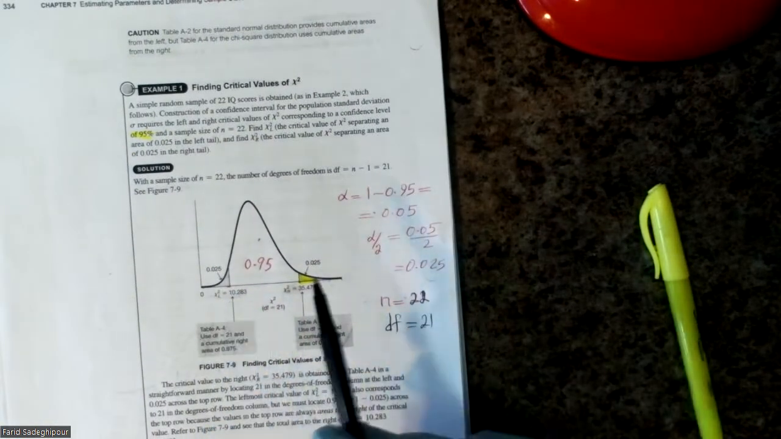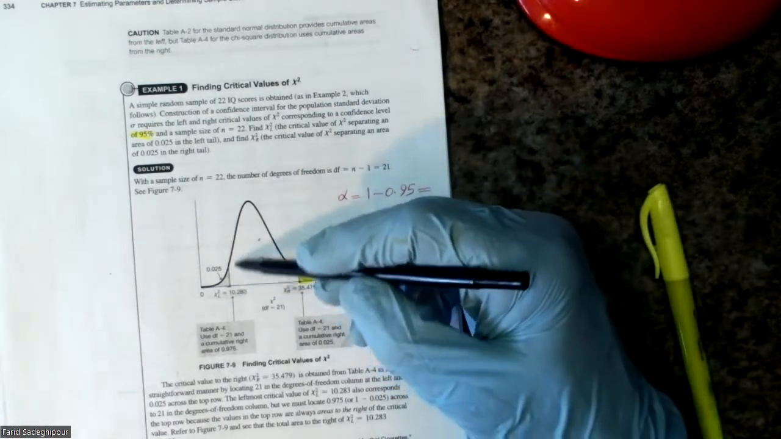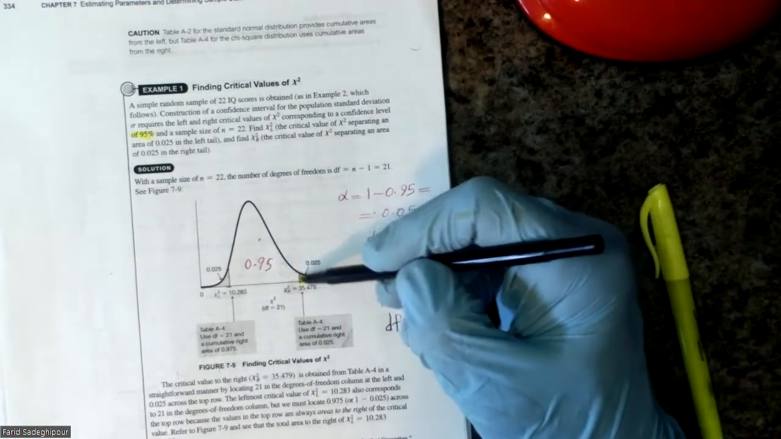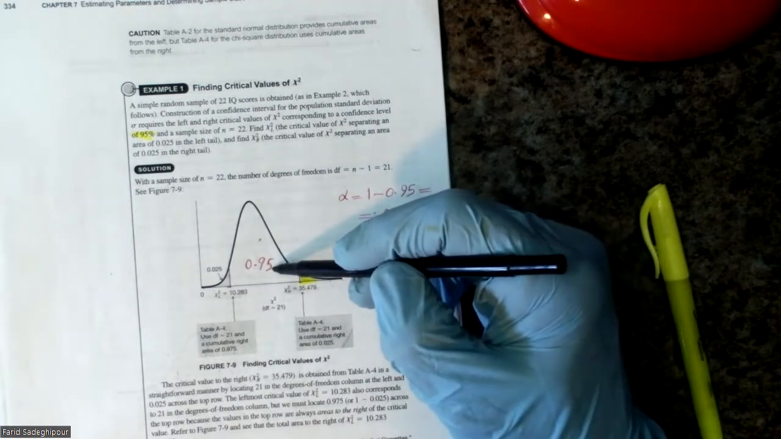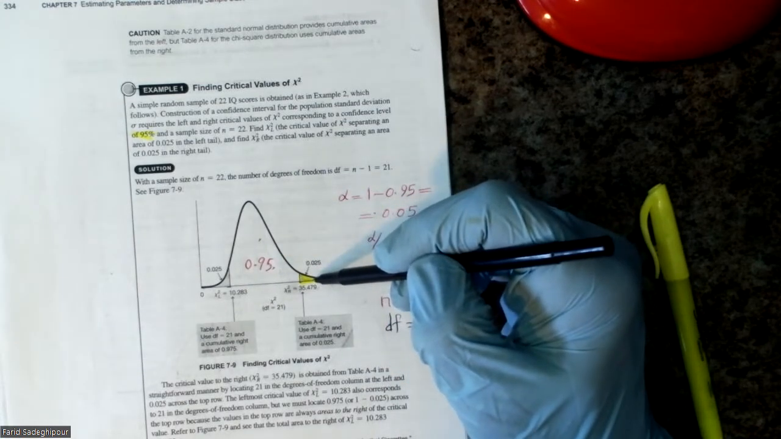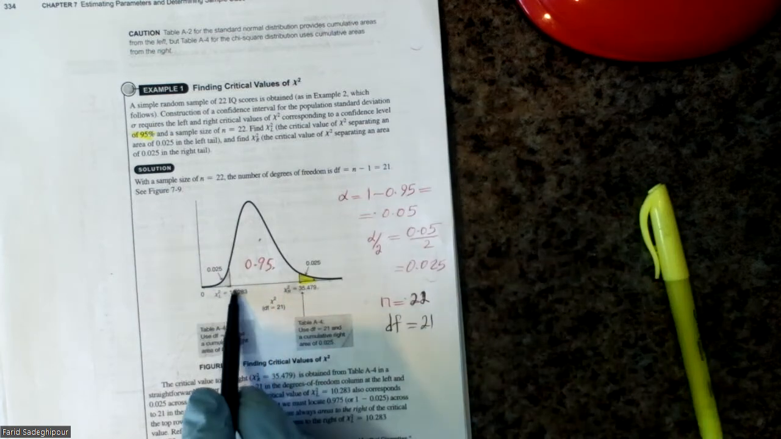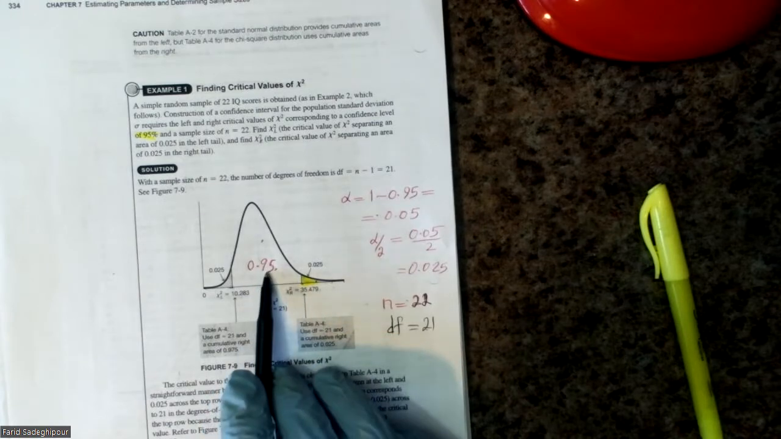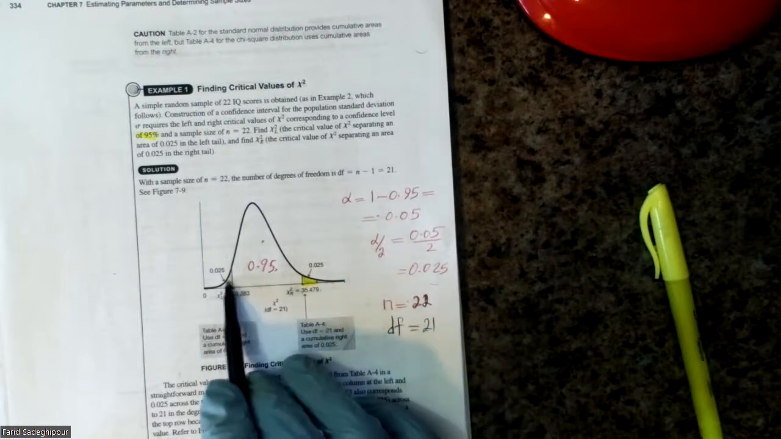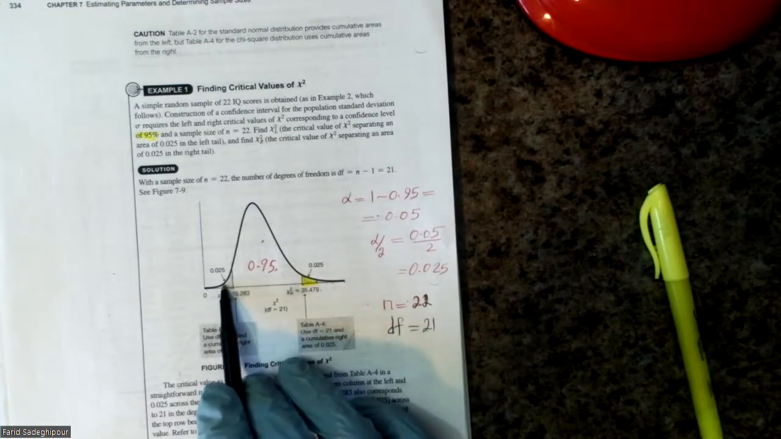Now, what about the x2L, the left? How do I calculate this? What is the area from this point to the right? This area. That would be 0.95 plus 0.025. So what is the area to the right of 10.28? It means all this area is to the right of this, right? So it's 0.95 plus 0.025, or you could just say the whole thing is 1, and if I subtract this little one from 1, or 1 minus 0.025, that gives me this area.